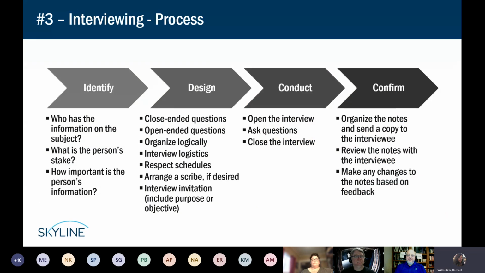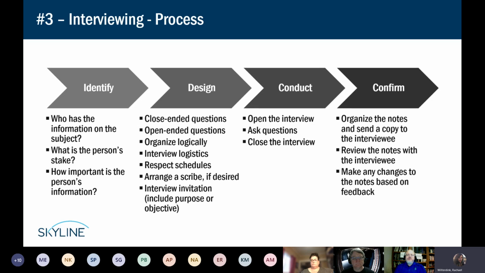Okay, so the process. Basically, you figure out who you need to interview, and then you need to understand where they're coming from or what their stake is in the project. And then you need to find the person who has the most accurate source of truth. You might be in an organization where there's a bunch of people who have similar information, but you probably don't need to talk to each and every one of them, right? You want to get to the person who's got the most valid information.